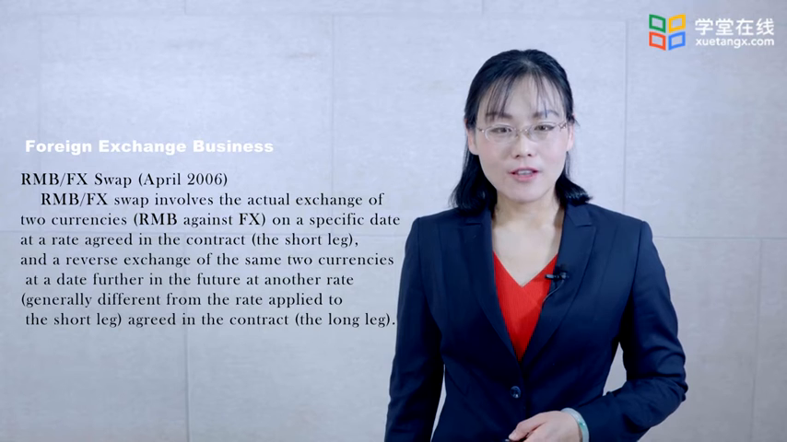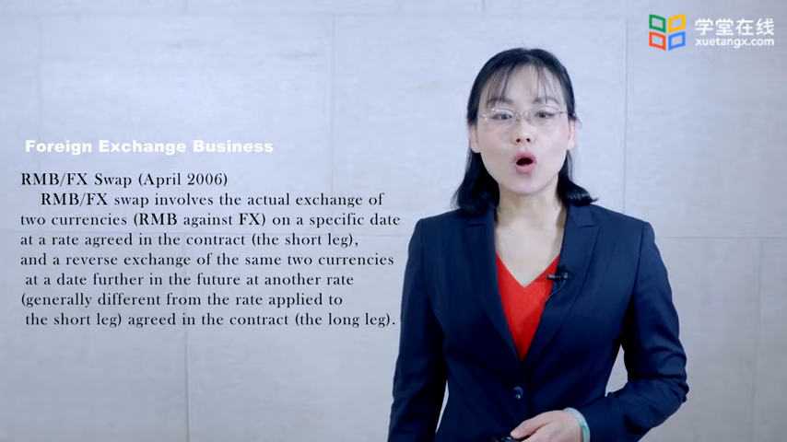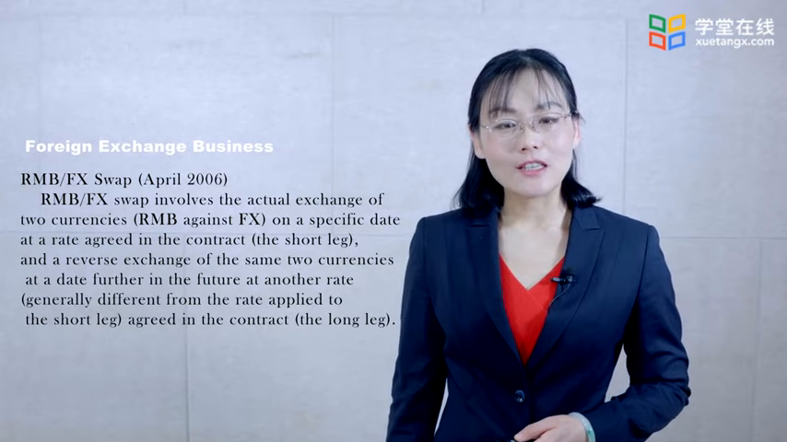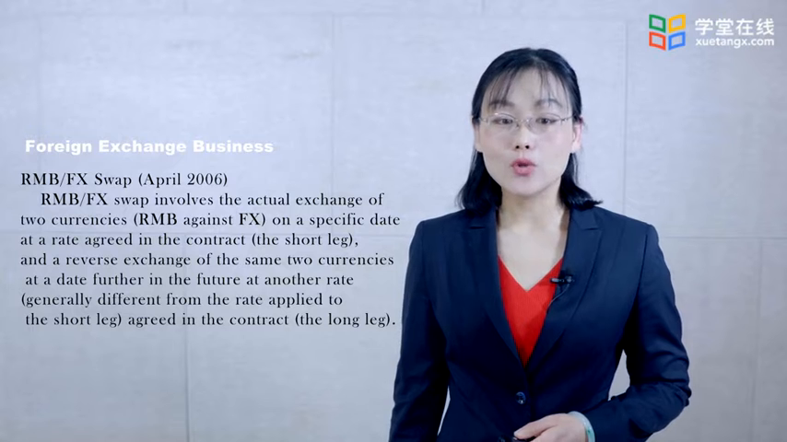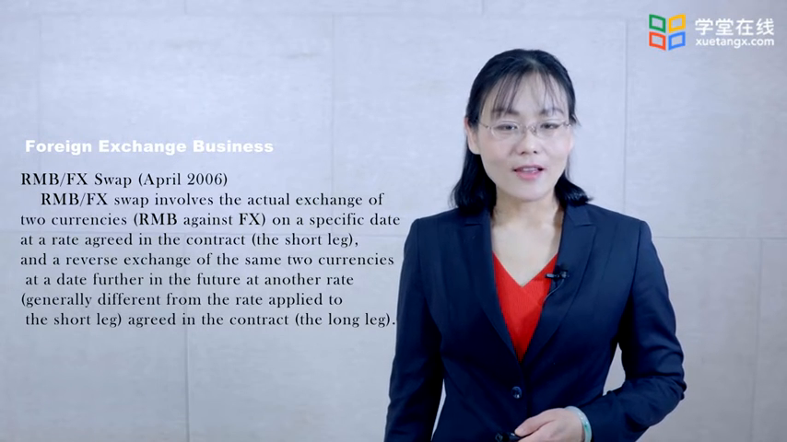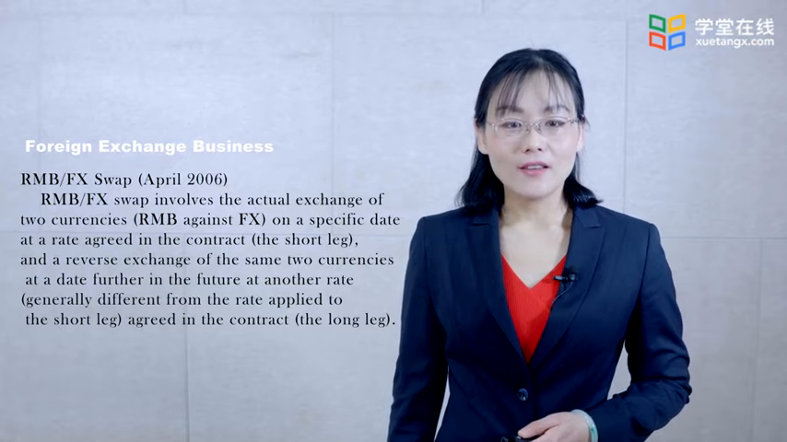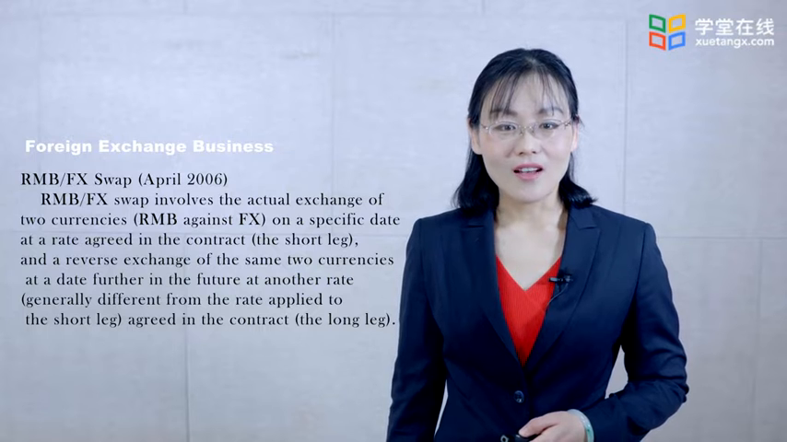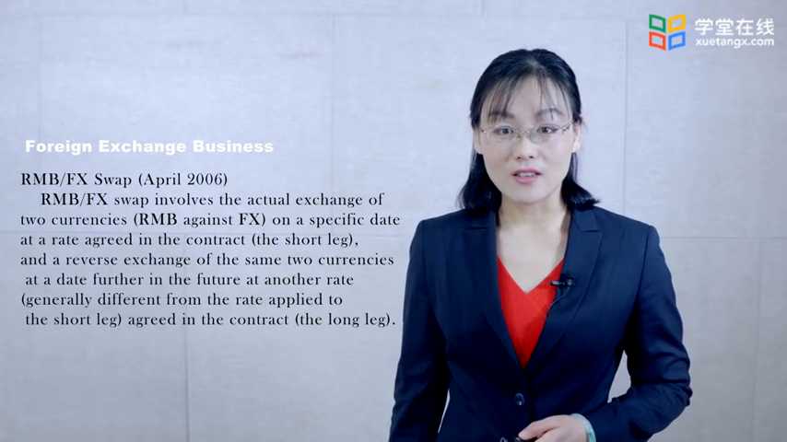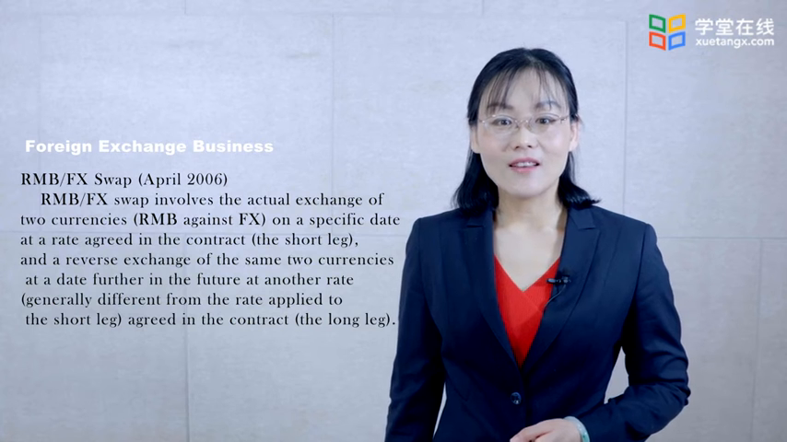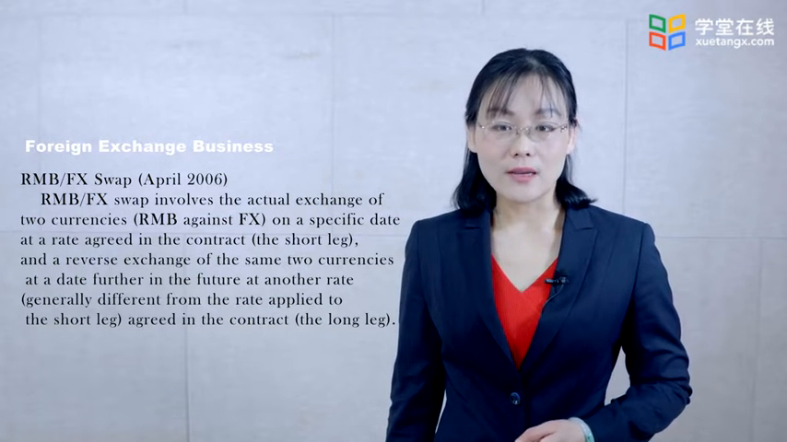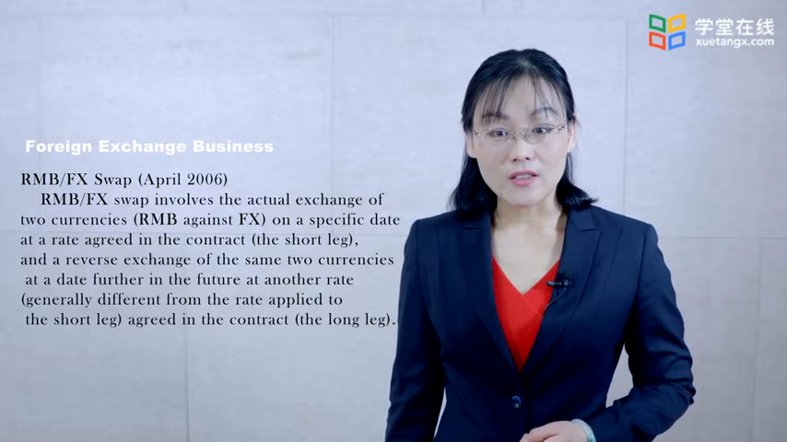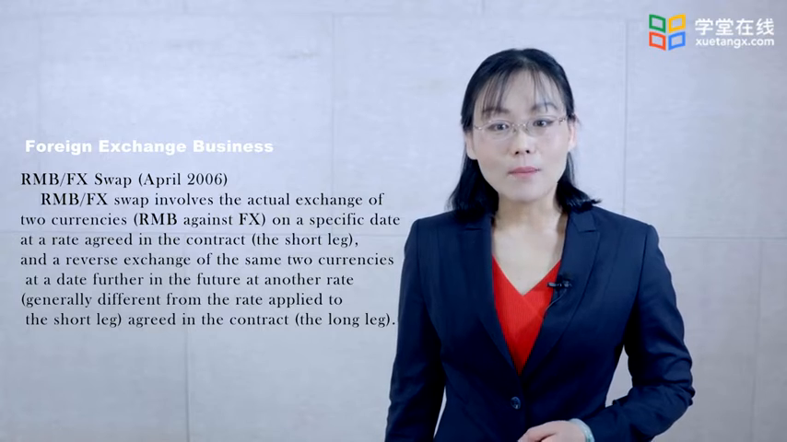The second derivative is the RMB against foreign exchange swap contract, introduced in April 2006. RMB against foreign exchange swap involves 2 transactions: short leg and long leg. A short leg is the exchange of 2 currencies, that is RMB against foreign exchange, on a specific date at a rate agreed in the contract. And the long leg is a reverse exchange of the same 2 currencies at a date further in the future but at another rate, generally different from the rate applied to the short leg.